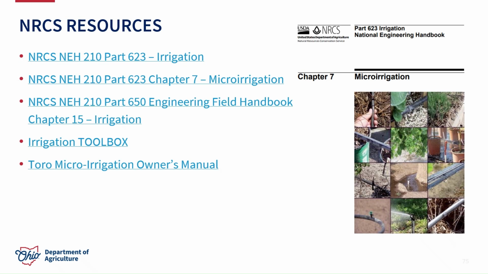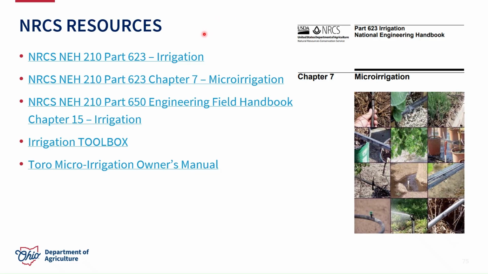So now we know all about the components and what we need to design to for a microirrigation system. So we're going to discuss a little bit about what tools and resources are available to assist with designing these systems. Shown on this slide and linked in the PowerPoint are some examples of resources that NRCS Ohio is typically referencing in a microirrigation design.